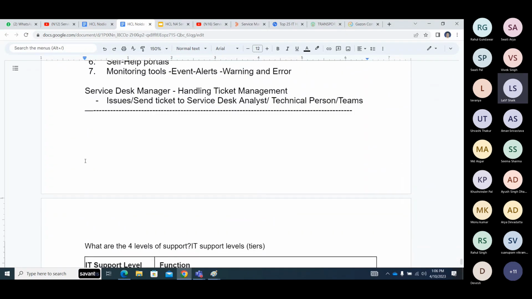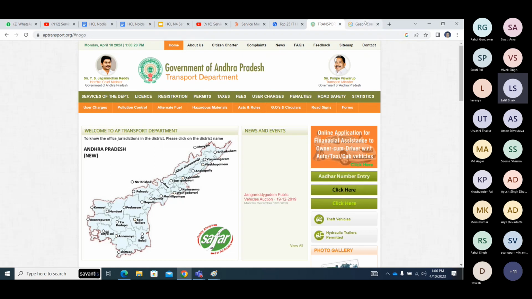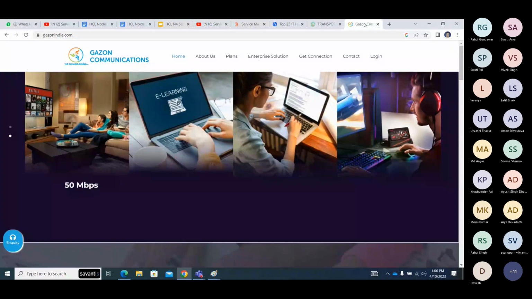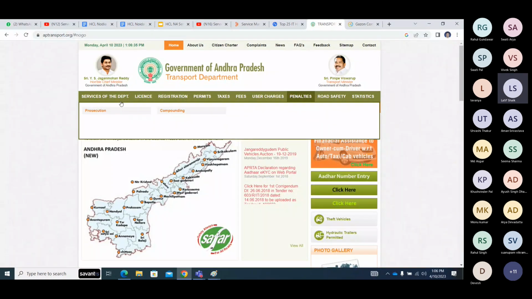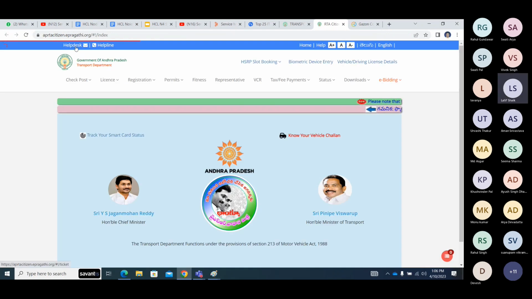Guys, I just said service desk levels. It is not service desk levels, it is a kind of support levels. Help desk levels, service desk levels, all are the same thing. Tier 0 or level 0 is help desk. Self-help type means, where did it go? Somewhere I showed a help desk type, right? Okay, this help desk.